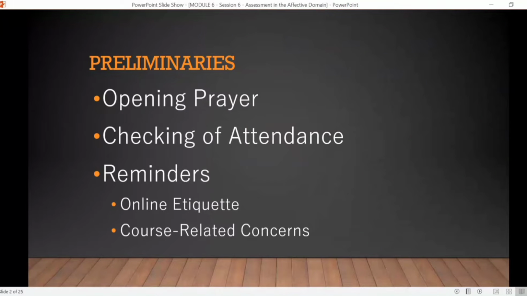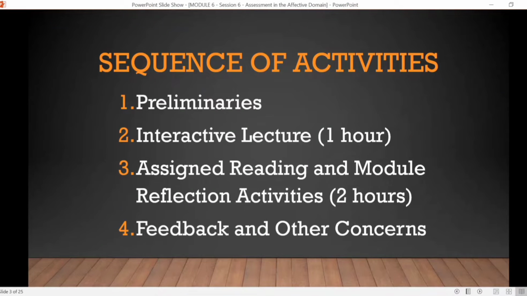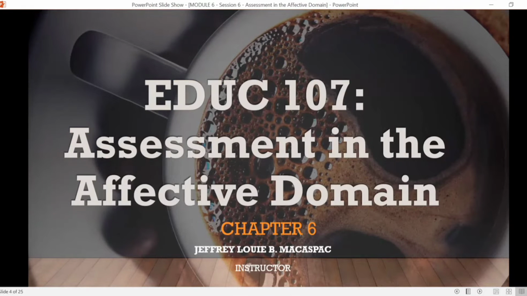Okay. This will be our sequence for today. And I would like to announce that there will be no module reflection activity for tonight. Instead, you have to read and focus on the content of the pages which I sent you, plus this PowerPoint presentation, which I will upload, of course, in MS Teams. Okay, is that clear? Okay, our session topic will be the assessment in the affective domain.